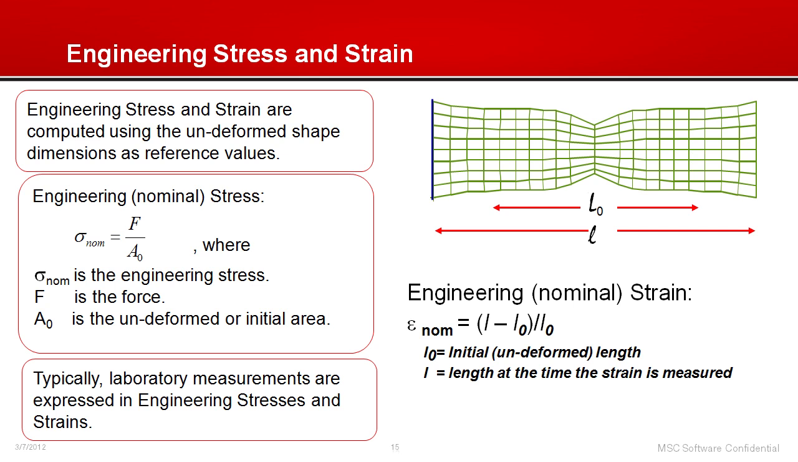So some of the common terminologies that we come across when modeling a stress-strain curve are the engineering stress and the engineering strain curve. Basically, the engineering stress and strain are computed based on undeformed shape dimensions as reference values, which means the area that we use, the force divided by area, is the undeformed or the initial area. The engineering or nominal strain is given by L minus L0 divided by L0, where L is the new length and L0 is the original length. Most of the time from the lab, when we get the stress-strain curve, it is in the form of engineering stress and engineering strain.